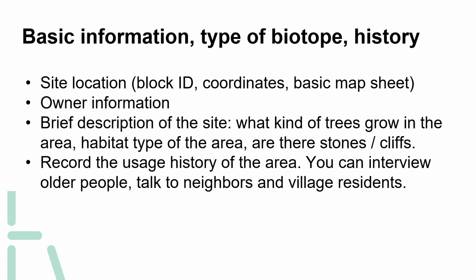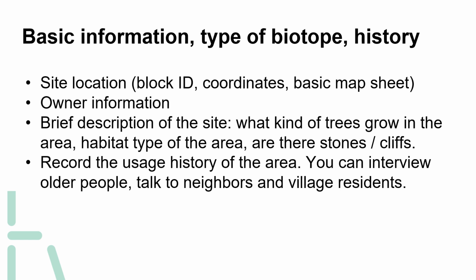The site location, so some kind of ID, block ID, GPS coordinates for the area would be good, and a basic map sheet where you mark out what area you are making the inventory or management plan for. You need the information of the owner, so the name and the contact information. If it's a farm, you also need the farm register number.